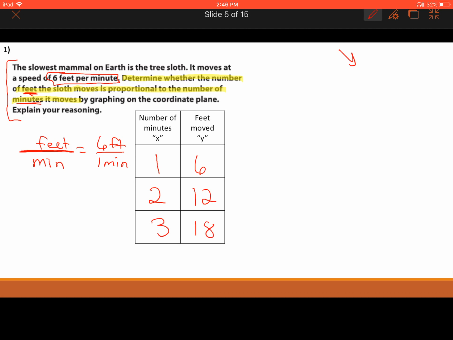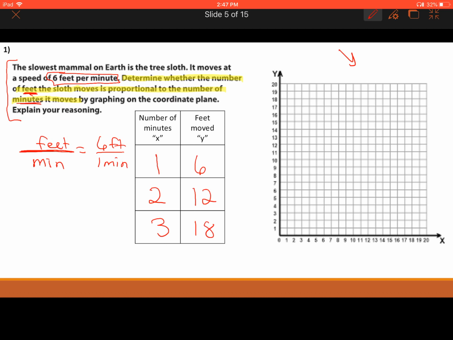Well, we want to know whether or not this relationship is proportional. Now, we could look to see if the unit rates were the same, right? If 6 divided by 1 is 6 feet per minute, if 12 divided by 2 would also be 6 feet a minute, and if 18 divided by 3 would be 6 feet per minute, but we're not going to do that. We're going to go ahead and put this information on our coordinate plane. Now, it's really important that as you put the information on the coordinate plane, you identify what information goes on the x-axis and what information goes on your y-axis.